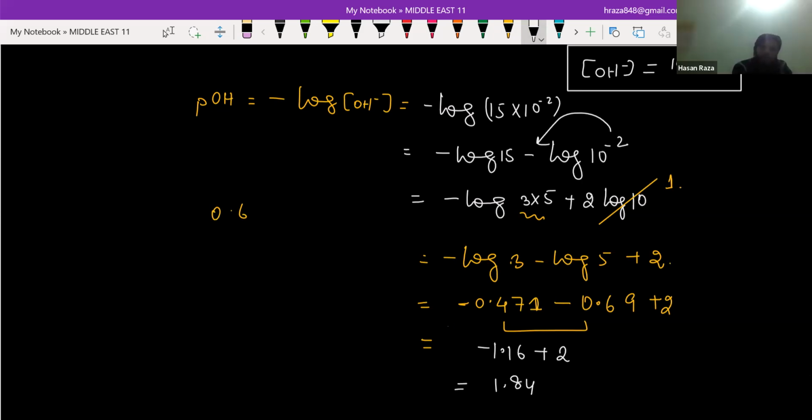So this is the value of pOH. So what is the value of pH? pH will be equal to 14 minus 1.84, and I think it will be 12.16. Very good.